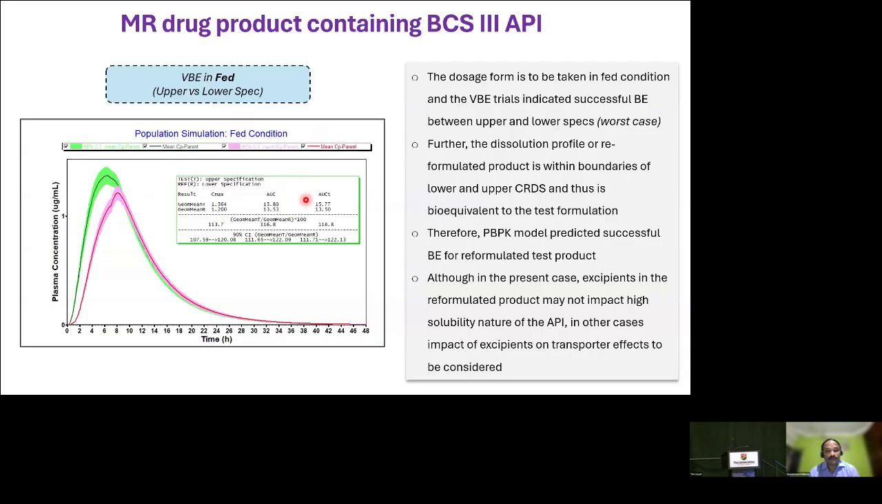So how the PBPK modeling has helped in this case is that once the clinically relevant dissolution safe space is established, any dissolution profile of the reformulated product that is falling within these boundaries is also considered to be bioequivalent.